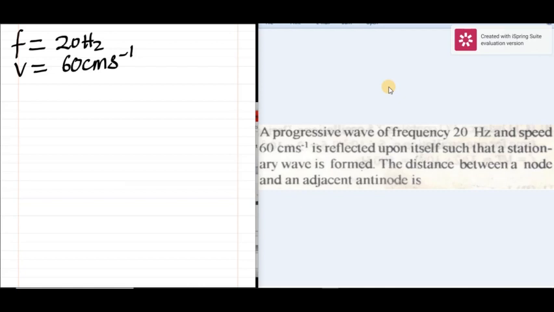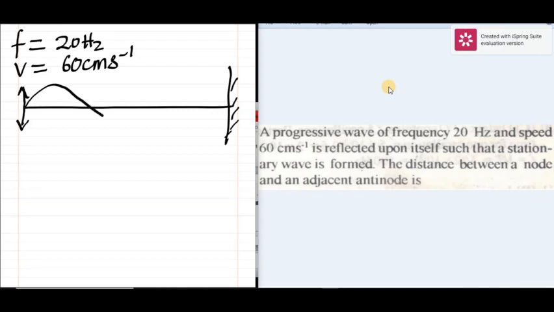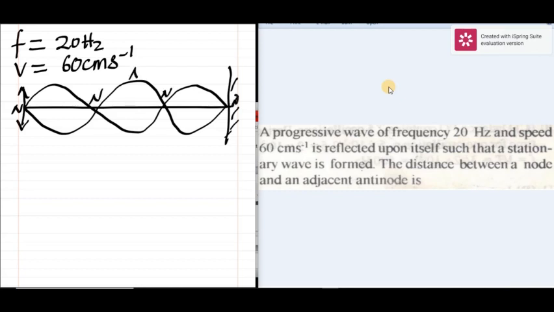We have a rope here. If we pull this rope up and down, a wave will be formed, which will be reflected back. This point is the node. We have a node here and we have another node there. This is the antinode.